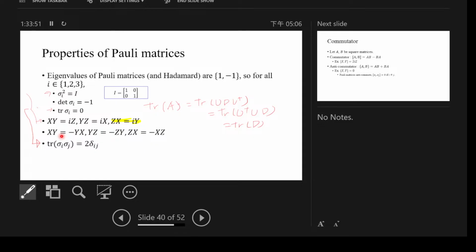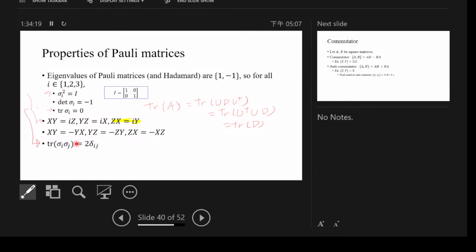And the relationship is that we have a kind of orthogonal relationship between different polys, such that if you multiply two polys together, here i, j are anything from 1 to 3, then you multiply sigma i and sigma j and take the trace. You can think of this as the inner product between different polys. Then they become like a delta function with a factor of 2 in front.